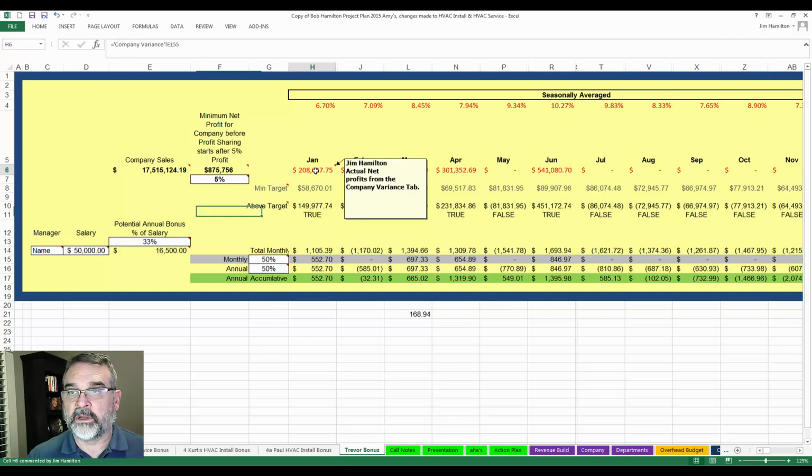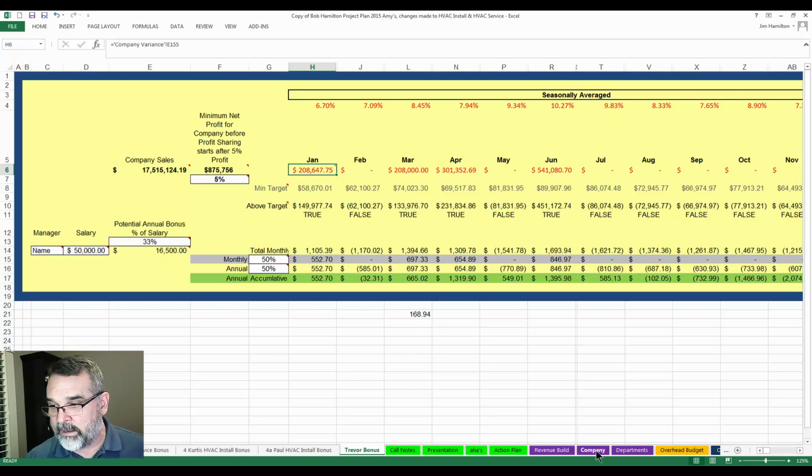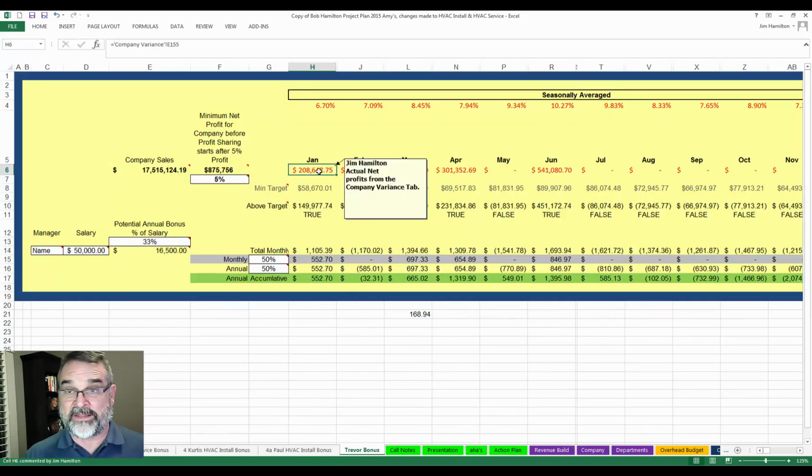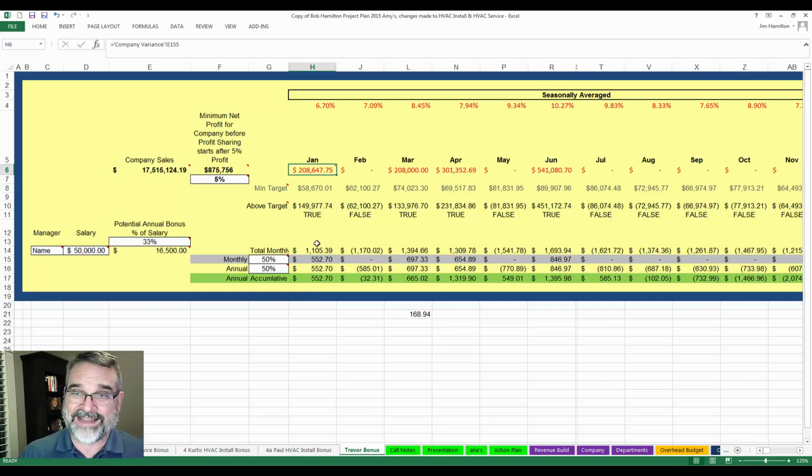hit profit of, this is the actual net profit from the variance report. So the net profit comes over here as net profit, 143,134 is what we're looking for in the net profit here. And so they exceeded that, okay? So now he's able to bonus from that, okay? The minimum net profit at 5% would have been 58,000.